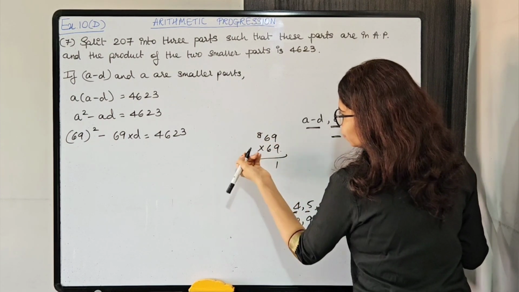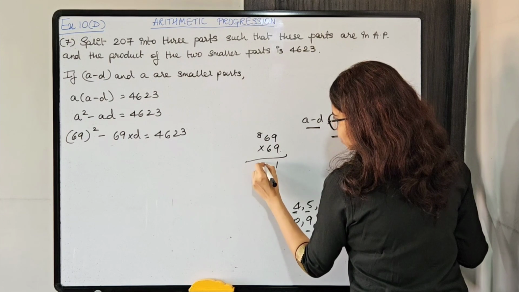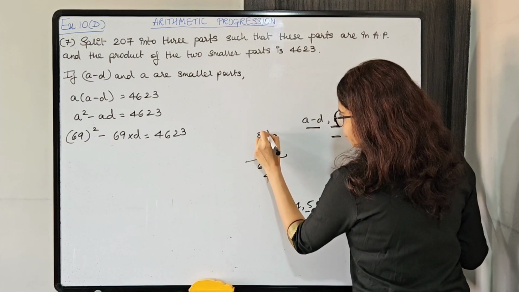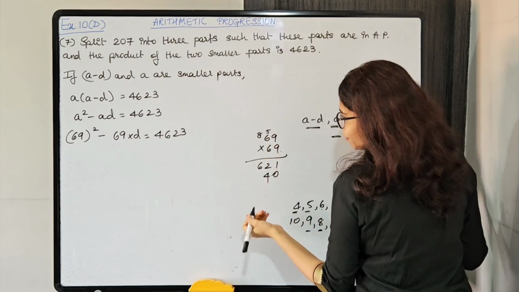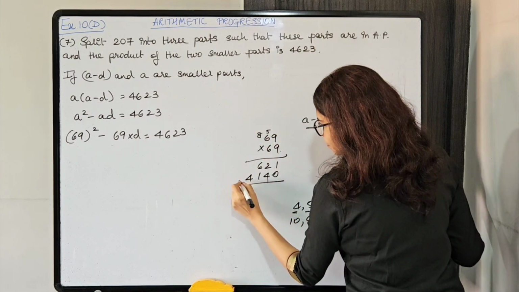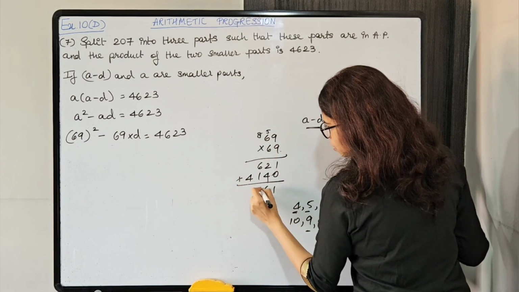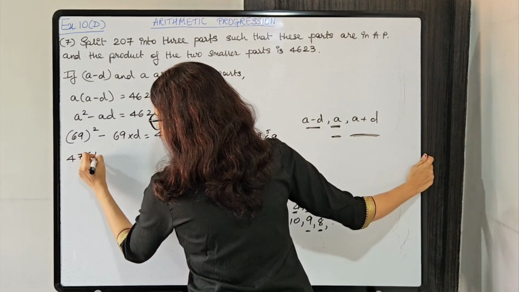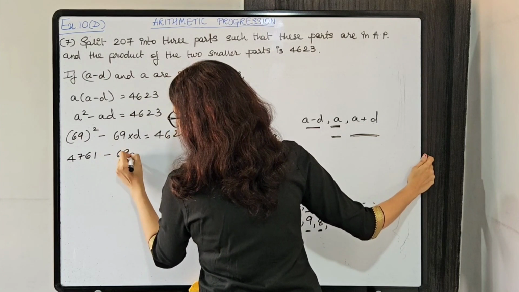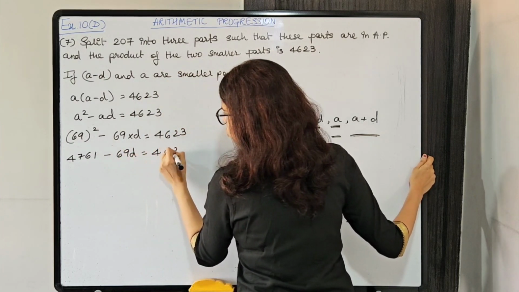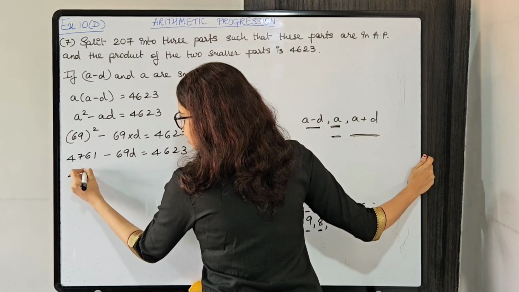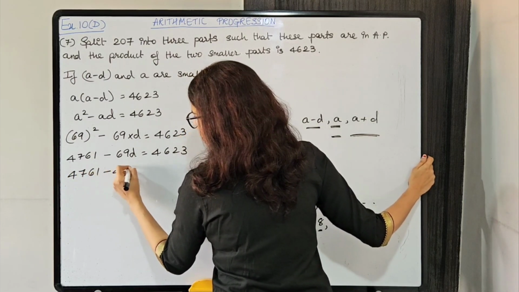9 6s are 54 plus 8, that will give 62. 6 9s are 54, 36 plus 5, that will give 41. So 4761 minus 69D is equal to 4623. We shift 4623 here and 69D on the other side.